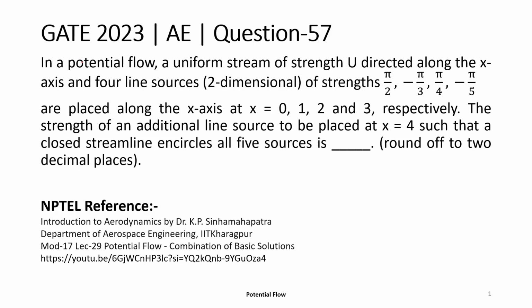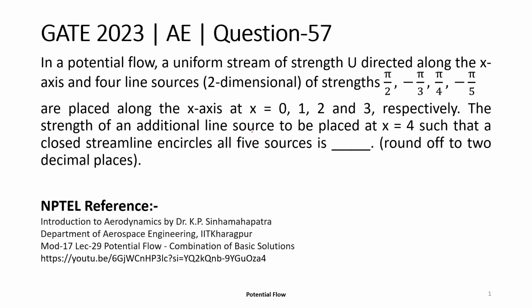Hi everyone, I will solve GATE 2023 Aerospace Engineering question number 57. In a potential flow, a uniform stream of strength U directed along the x-axis and four line forces, two-dimensional, of strength π/2, −π/3, π/4, −π/5 are placed along the x-axis at x equal to 1, 0, 1, 2 and 3 respectively.